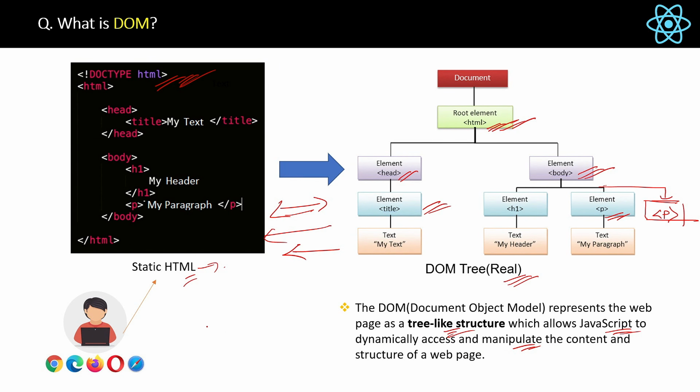Now in a normal application without React, whenever you are making some changes in the HTML in the browser as a user, maybe you are adding some elements or manipulating some elements, then actually you are directly manipulating the real DOM tree. This is the story about the DOM and the real DOM. Okay.